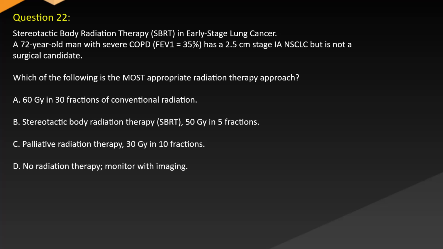Question 22. Stereotactic body radiation therapy, SBRT, in early-stage lung cancer. A 72-year-old man with severe COPD, FEV1 35%, has a 2.5 centimeter stage 1A NSCLC but is not a surgical candidate. Which of the following is the most appropriate radiation therapy approach? A. 60 Gy in 30 fractions of conventional radiation. B. Stereotactic body radiation therapy, SBRT, 50 Gy in 5 fractions. C. Palliative radiation therapy, 30 Gy in 10 fractions. D. No radiation therapy and monitor with imaging.